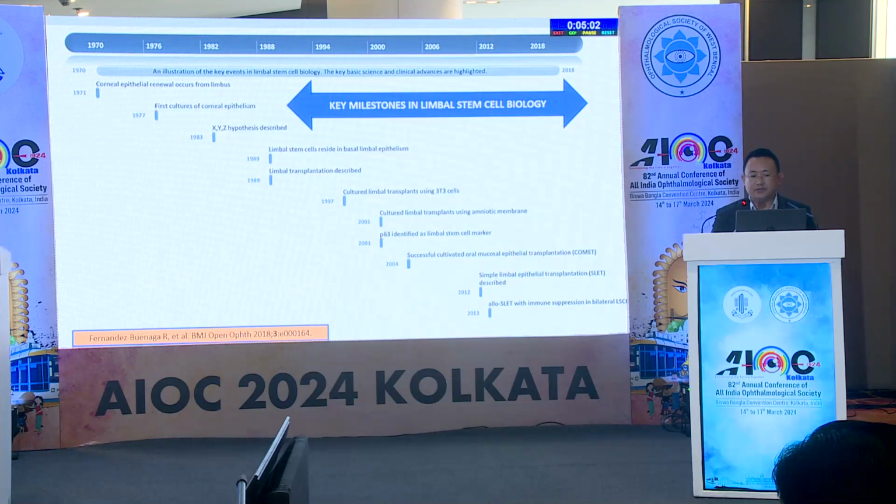The culture of limbal stem cells was started in 1997, followed by the culture of limbal transplant using amniotic membrane in 2001. After that, cultivated oral mucosal epithelial transplantation was seen in 2004. The famous SLET, the simple limbal epithelial transplantation, was described by Sangwan et al. and was also popularized in our country in 2012. And in 2013, the allo SLET also started.